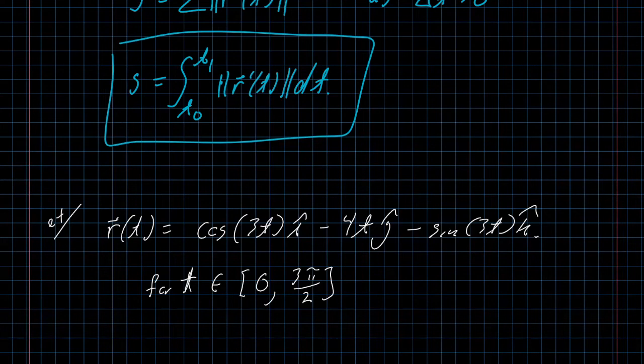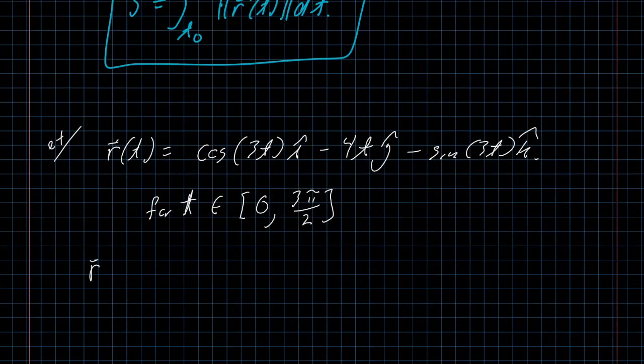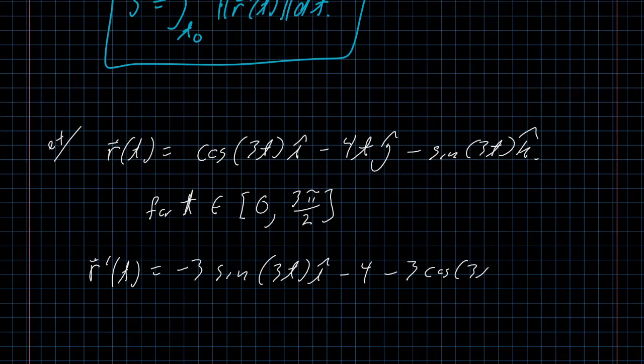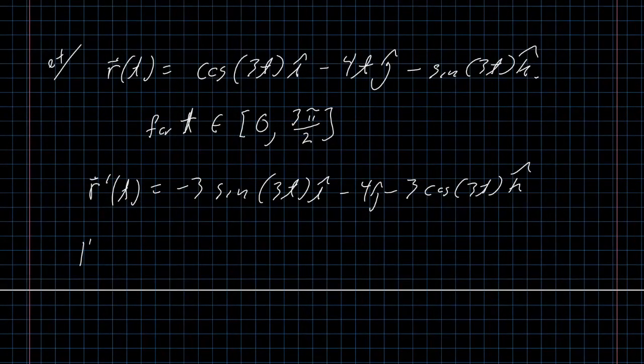The formula for the arc length tells us that we want, first of all, the derivative, r prime. The derivative of cosine of 3t will be -3 times the sine of 3t in the i direction. The derivative of 4t is 4. The derivative of sine of 3t is 3 times the cosine of 3t. I forgot my j hat. k hat is also necessary. And that's great and all, but what we really want is to find the magnitude of this curve.